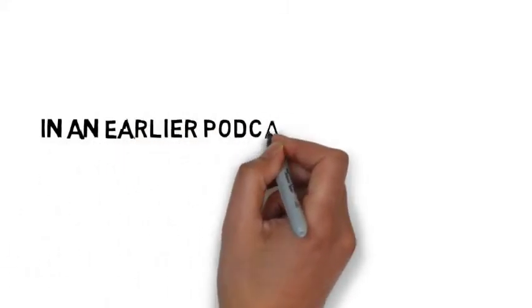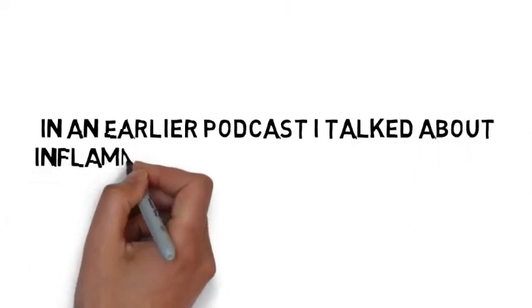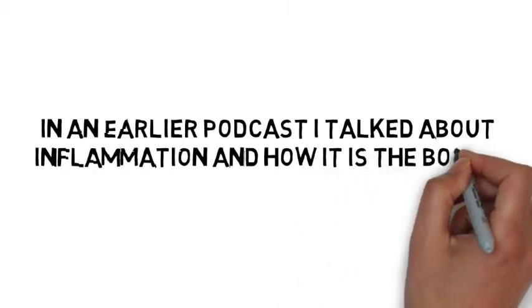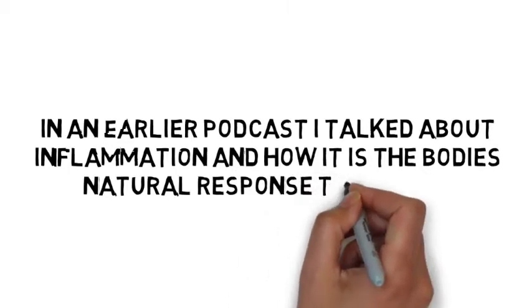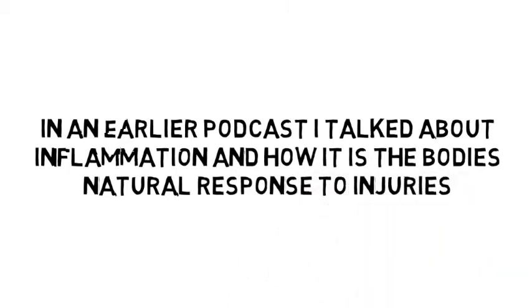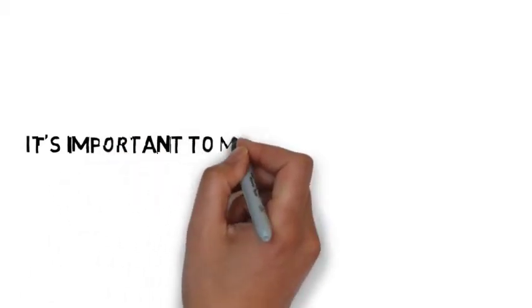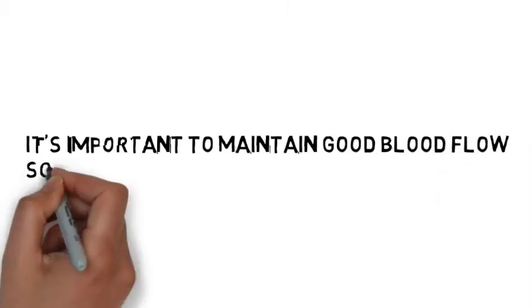In an earlier podcast, I talked about inflammation and how inflammation is the body's natural response to injuries. During this initial period, your body will be sending white blood cells to the injured area in an attempt to repair it. This is why it's so important to maintain good blood flow so that the white cells can enter the affected area and start doing their job.